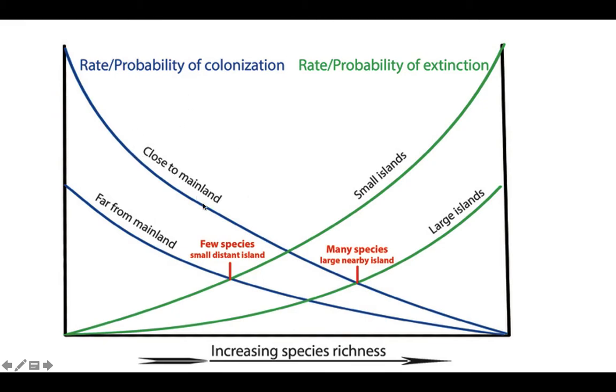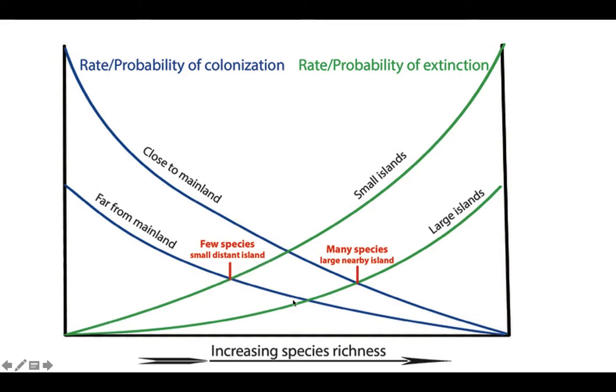The immigration rate, they call it colonization rate, but I don't like that term. Immigration rate is in blue, and extinction rate is in green. And you can see that islands that are closer to the mainland have a higher immigration rate, and islands that are farther have a lower immigration rate overall. Islands that are larger have a lower extinction rate, whereas islands that are smaller have a higher extinction rate.